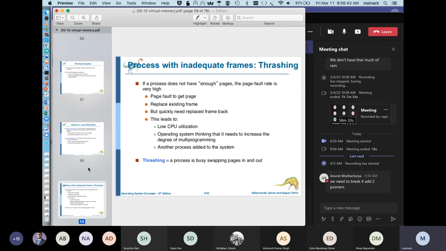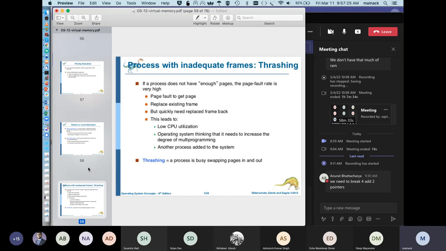However, you also quickly need that replaced frame back. So essentially, the process is taking some page out of its memory and putting it into disk. But then it realizes that it needs the page it just wrote to the disk. It brings the page from disk to memory by evicting some other page, and the cycle continues. So all the process does is read and write, disk to memory, memory to disk. And the very weird part is that the process is not going to use the CPU because it's mostly disk reads and writes. So it will give you low CPU utilization.